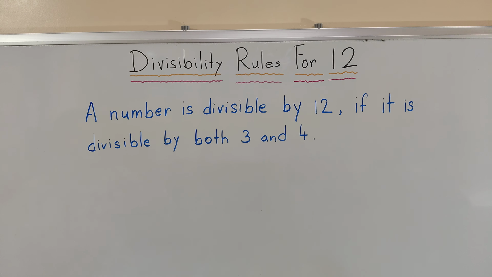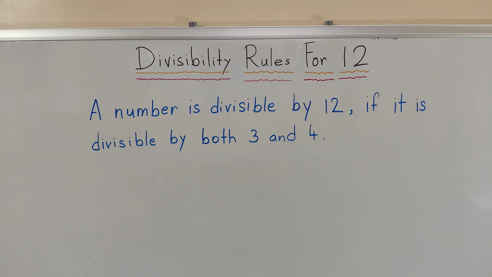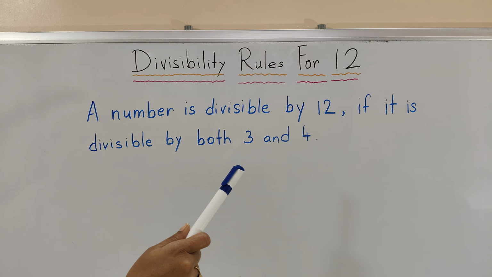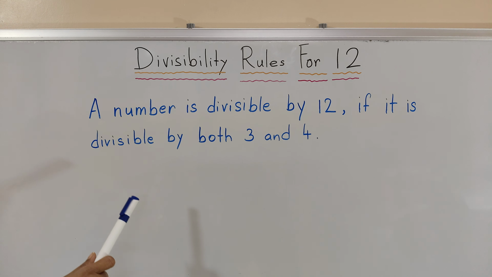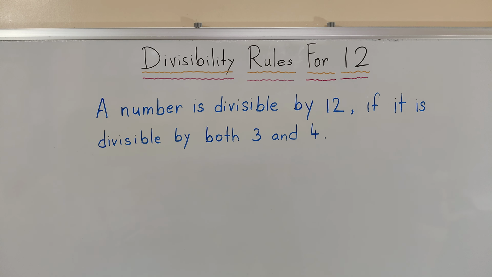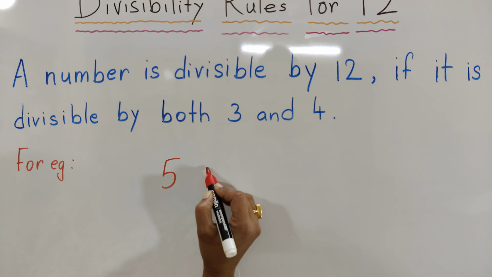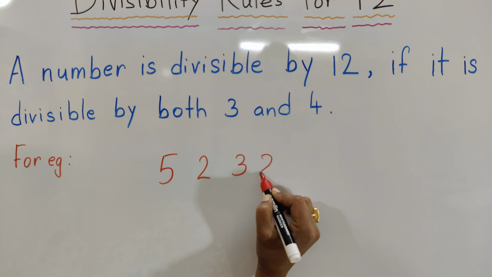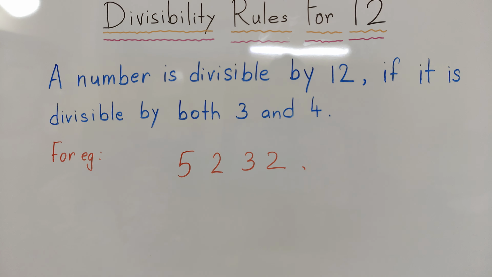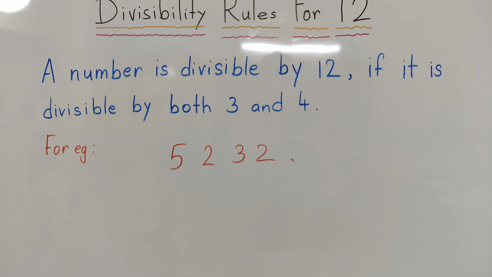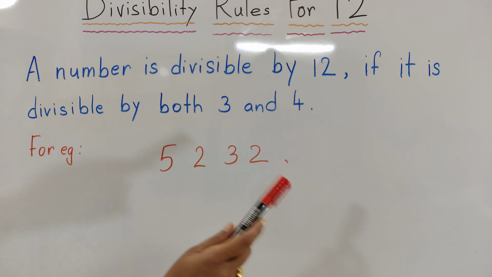Today we will learn the divisibility rules for 12. A number is divisible by 12 if it is divisible by both 3 and 4. For example, 5232. Now we need to check whether this number is divisible by 3 or not.